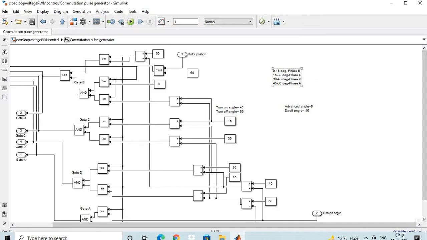that is, for 0 to 15 degrees phase B will be excited, then for 15 to 30 degrees phase C, for 30 to 45 degrees phase D, and for 45 to 60 degrees phase A.